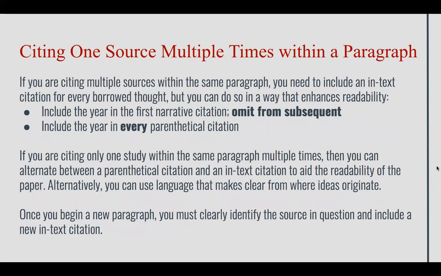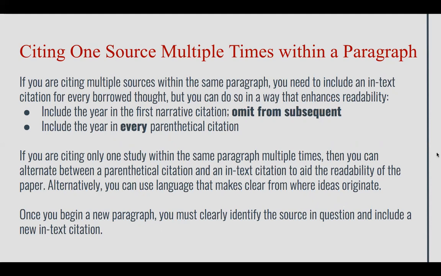So when you are citing one source multiple times within a paragraph, well, you need to cite the source every time that you're borrowing information from it, but you can do it in a couple of ways. You can include the year in the first narrative citation and then omit from subsequent, like we saw in the previous slide. Or you can include the year in every parenthetical citation.